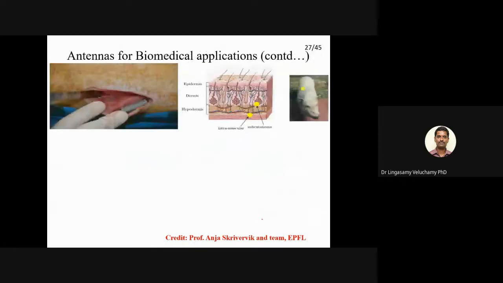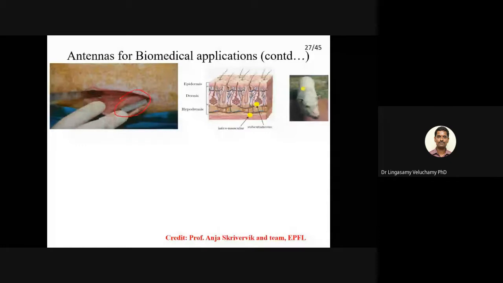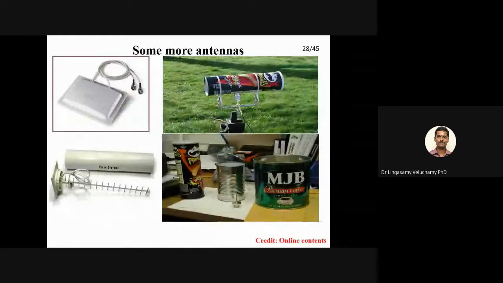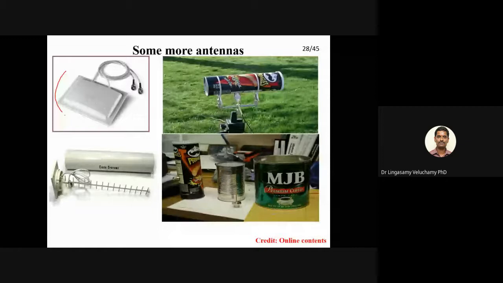You can see here that they wanted to track a pig's movement. They placed a capsule antenna inside the skin. Then they can monitor using a base station system, and monitor wherever it goes. And there are some more antennas. For example, you might have seen that Wi-Fi routers have this kind of antennas.